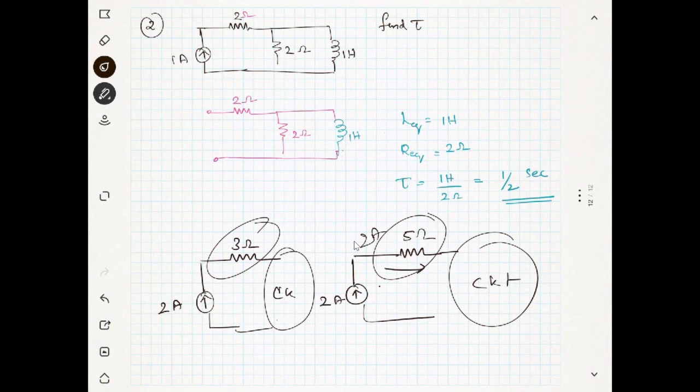It's also 2 ampere. Is there any influence? This is 3 ohm and the other one is 5 ohm. Is there any problem, because the current is the same? Because you have a current source at the other end. You understood?